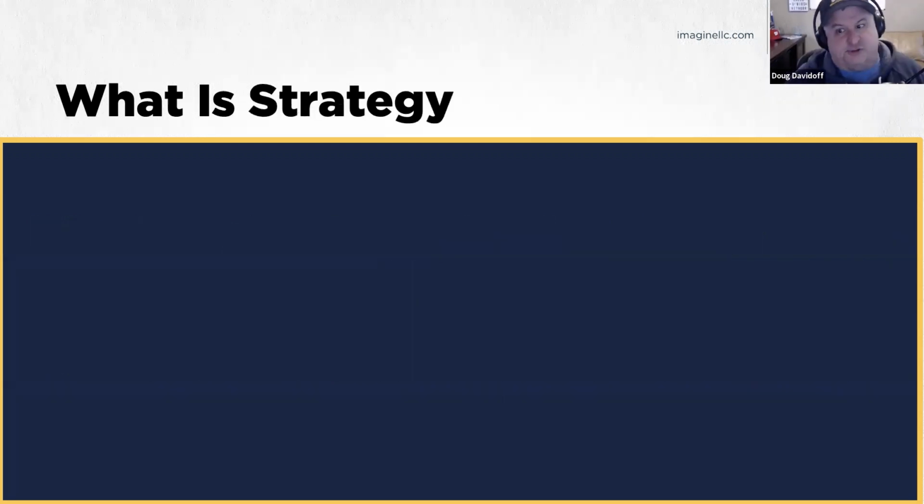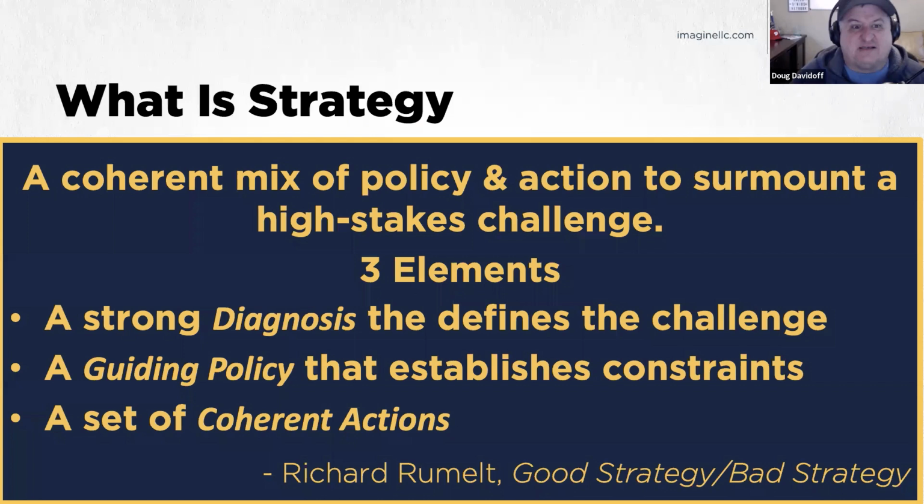Right? So let's define strategy. And I'm going to go to Richard Rumelt, who wrote a great book, Good Strategy, Bad Strategy, who gives a really nice, simple explanation of what strategy is. Strategy is a coherent mix of policies and action to overcome a high-stakes challenge. A good strategy has 3 key elements to it. There's a strong diagnosis that defines the challenge to be overcome, a guiding policy that establishes constraints. And by the way, that's a really, really important component of the definition of strategy.